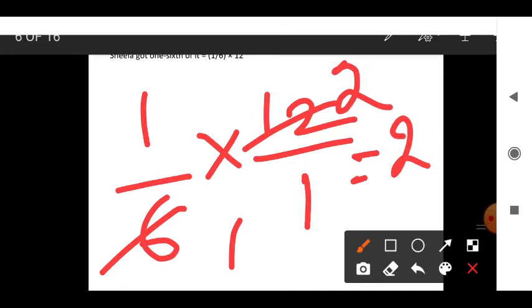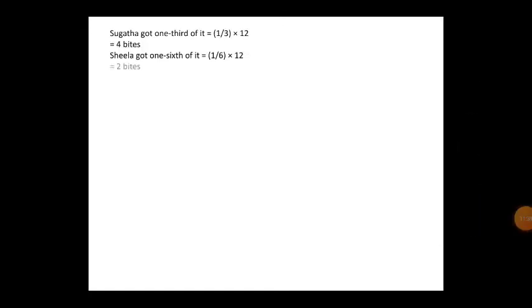Now 2 into 1 is 2, and 1 into 1 is 1. So 2 divided by 1 is 2 only. So how many bars did Sheila get? Sheila got 2 bites. So like that you need to find.